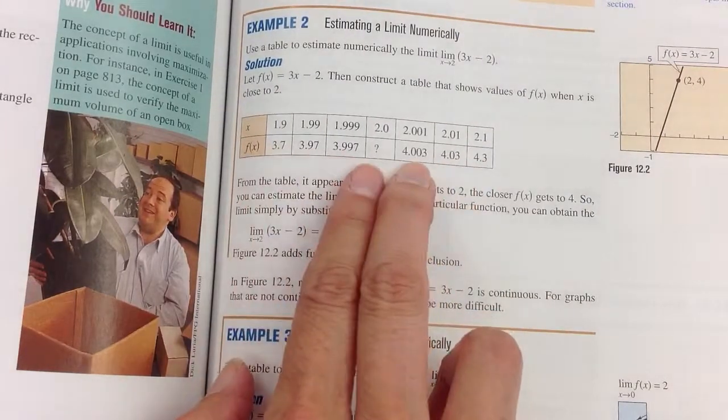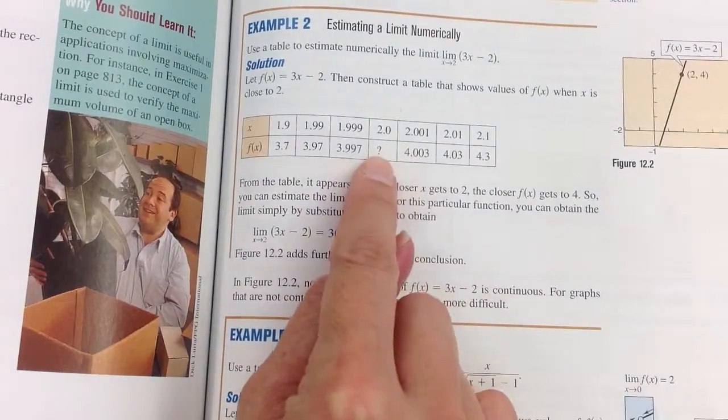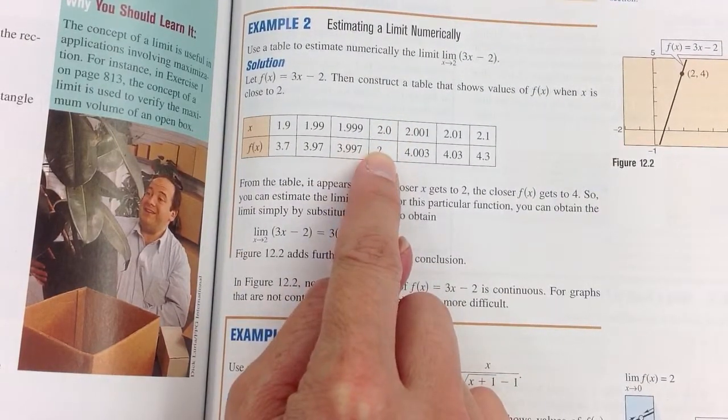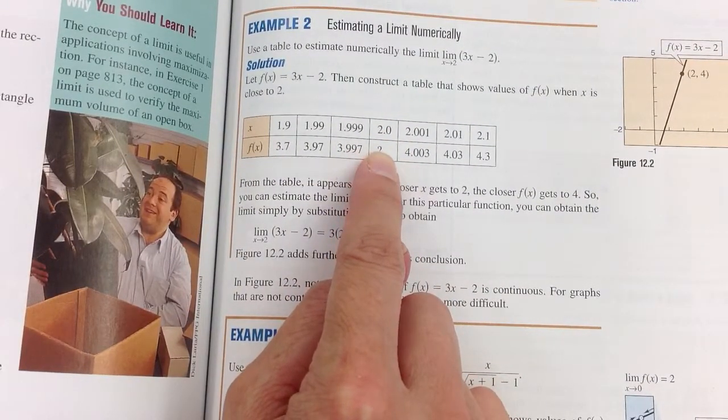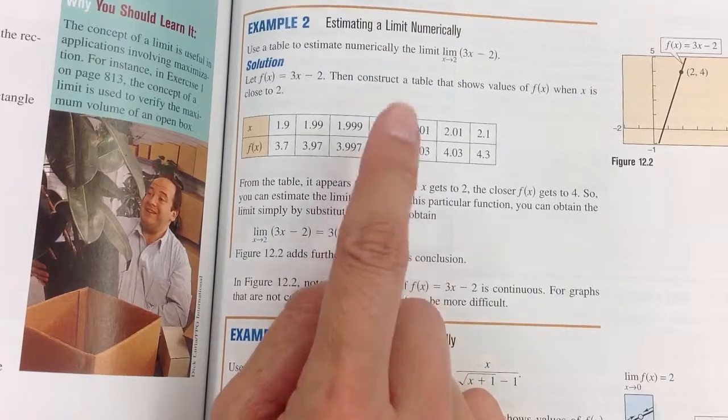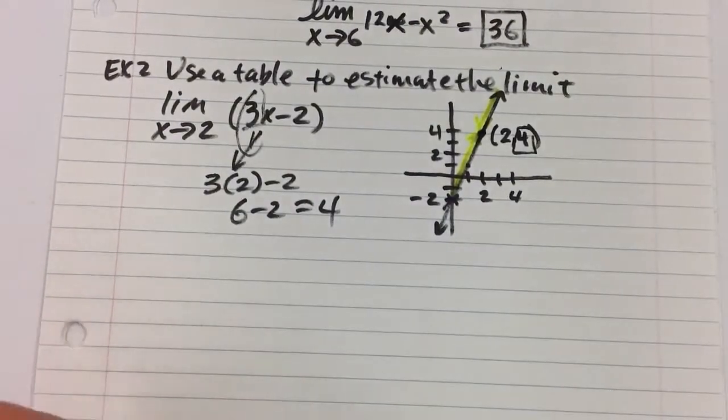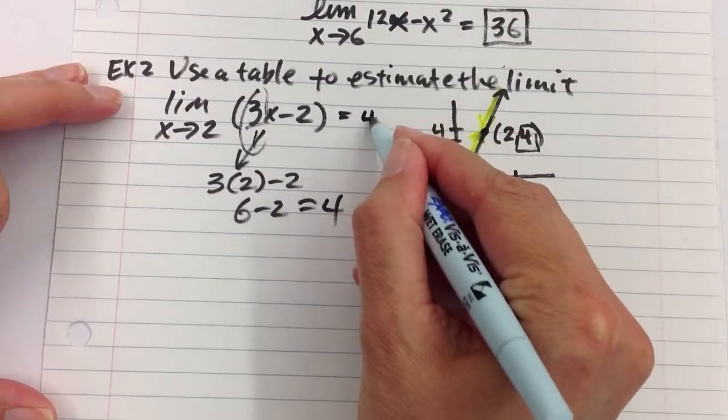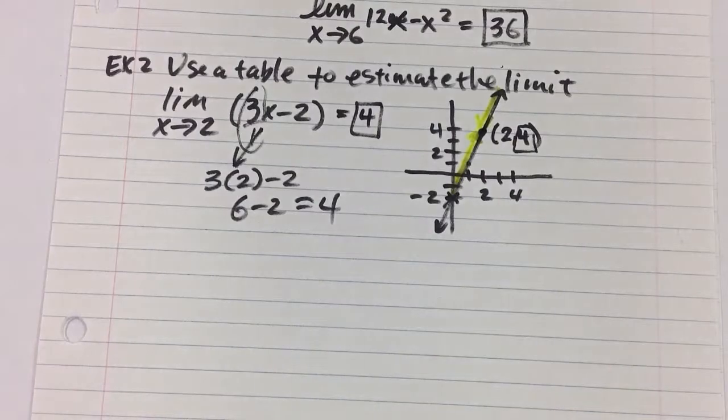So if these numbers are both approaching 4, then our limit is whatever number we get when we plug in 2. When we plug in 2, it is 4. So that is our limit. Our limit is 4. Okay? So yeah, that's easy enough. The limit is 4. So you just plug it in.